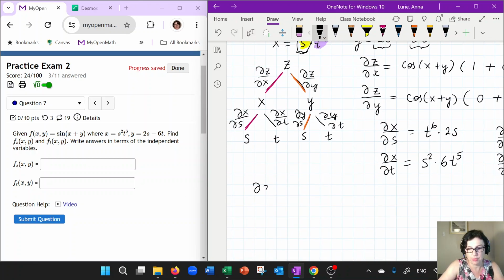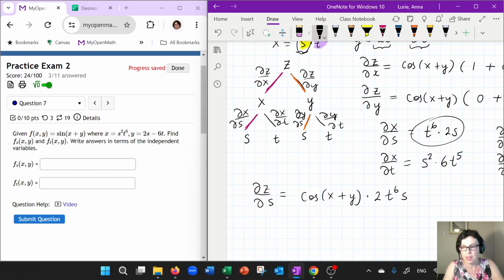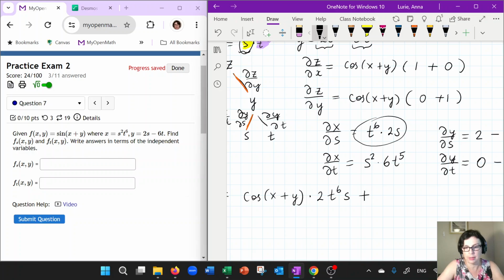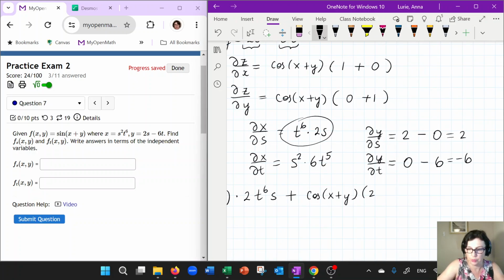And we want to find the derivative of z with respect to s first. So we're going to take dz dx, which is just cosine of x plus y. And remember, the other term was just 1. Multiply that by dx ds, which we got over here. I'm going to just reorder it. So I'm going to put 2t to the 6s. Okay, so usually we put the number in the front. So that's the first part. Following the other branches, this will be dz dy, but that's the same, cosine x plus y. And then dy ds, well, we got that here, and that's just 2.